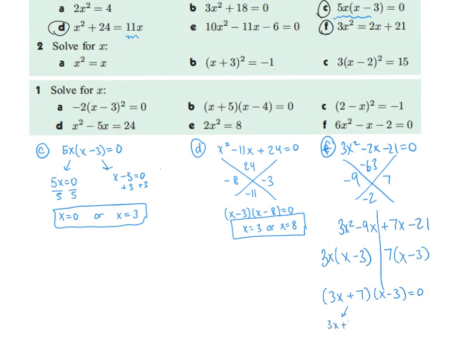So I set each factor equal to 0, and I'm going to get x equals negative 7/3, or x equals positive 3. Okay, I hope that helps.